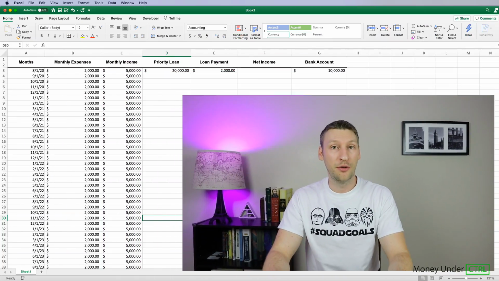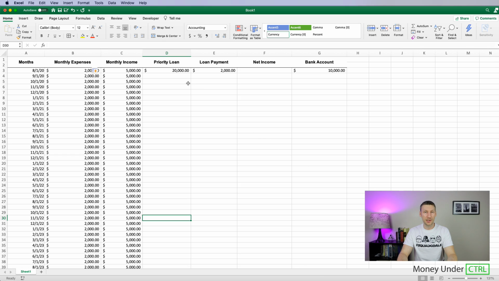The priority loan column will require us to put in a formula in the cell right below the initial loan amount. It's easy. Here's an example. In D4, we'll put this formula: equals D3 minus E3. D3 is your priority loan amount, and E3 is your loan payment amount. If you had $20,000 as your loan amount in cell D3 and $2,000 as a loan payment amount in cell E3, as soon as you put in the formula in cell D4, it should show you $18,000, like in this example.